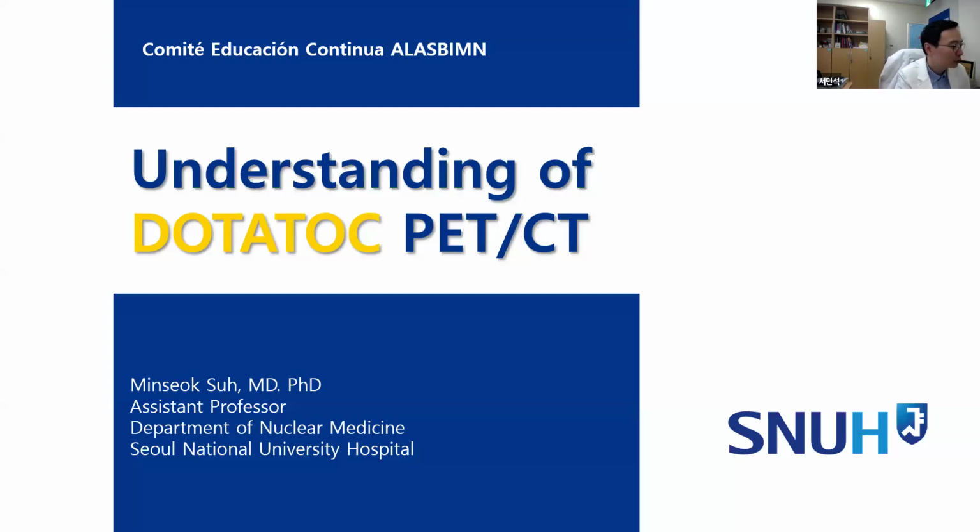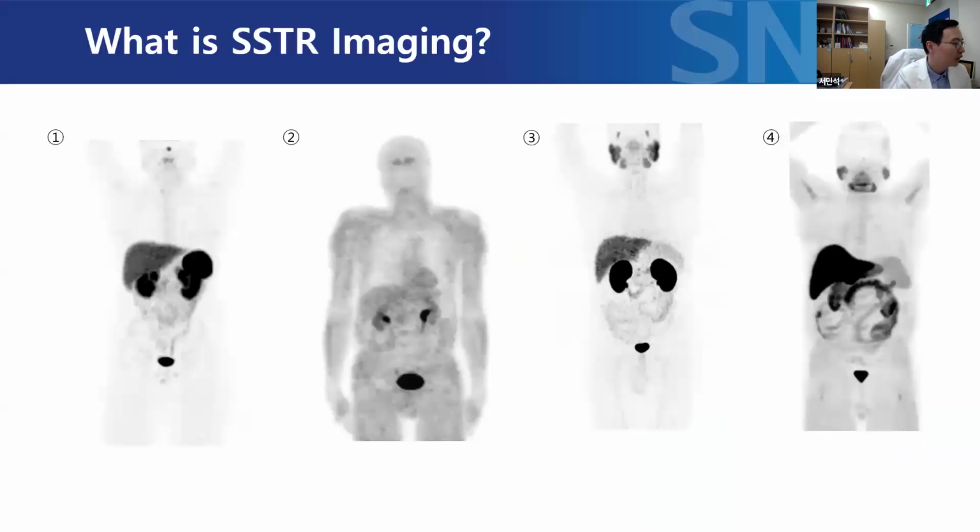So today we will explore the principles of somatostatin receptor imaging and review the gallium-68 DOTATOC PET-CT in neuroendocrine tumors, examine some case studies, and discuss practical considerations such as interpretation guidelines and appropriate use criteria. So to start, what do you think is the somatostatin receptor imaging from these 4 different PET-CT images? Each image corresponds to a different molecular imaging tracer or target.